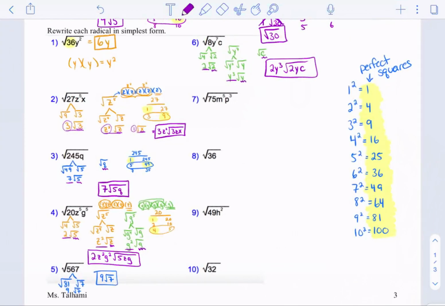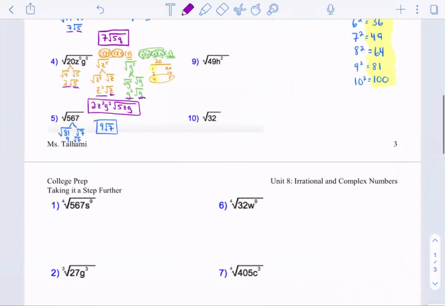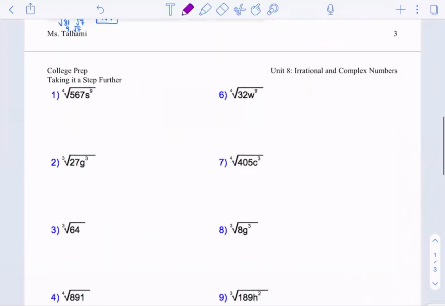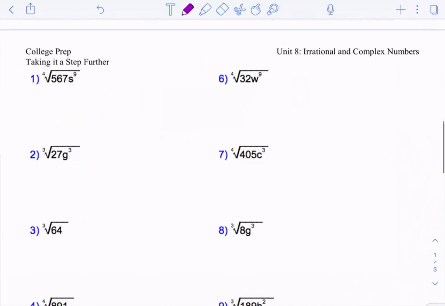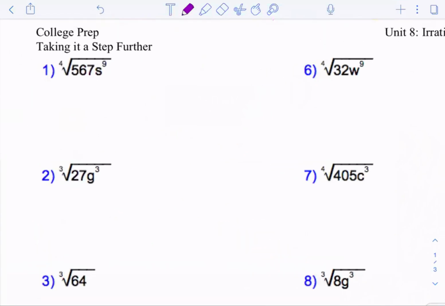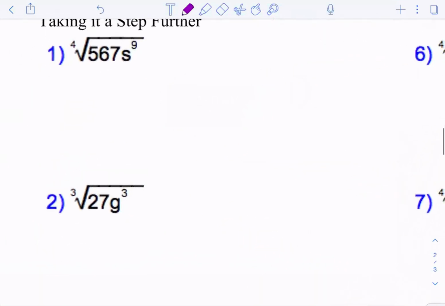Okay? So there's one last thing I want to show you if you want to take it a step further. This becomes a little bit more challenging. So take a look here. Look at what's different about these two problems. The difference is now I have a 4th root and a 3rd root. So I'm no longer thinking about perfect squares. I'm now thinking about perfect cubes and perfect numbers to the 4th power.